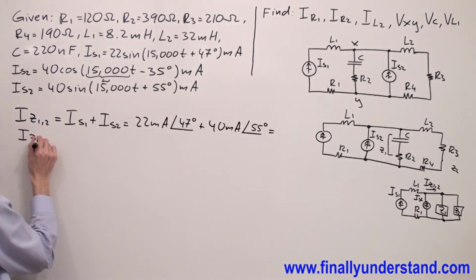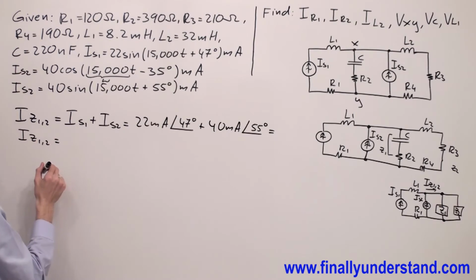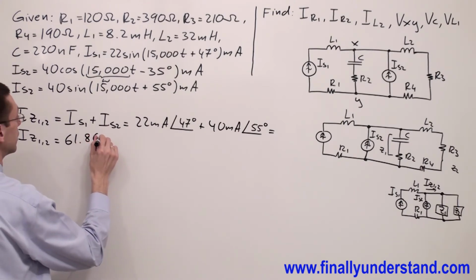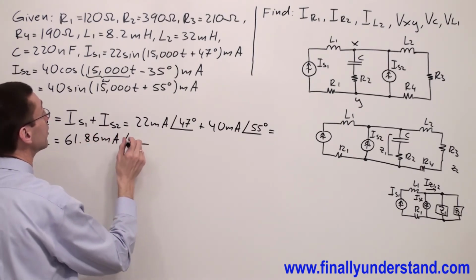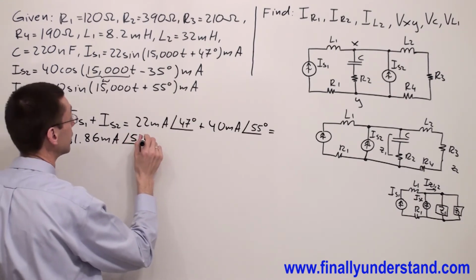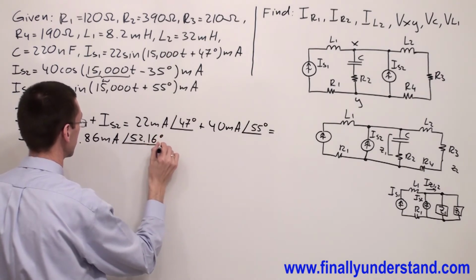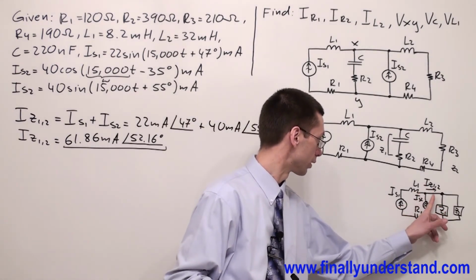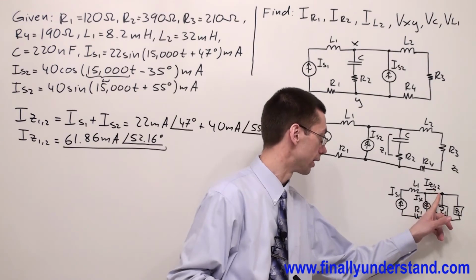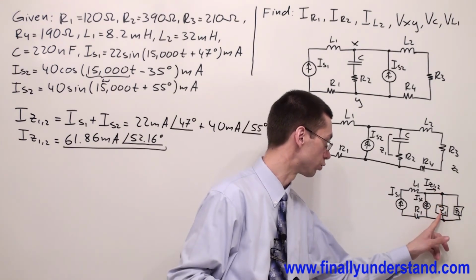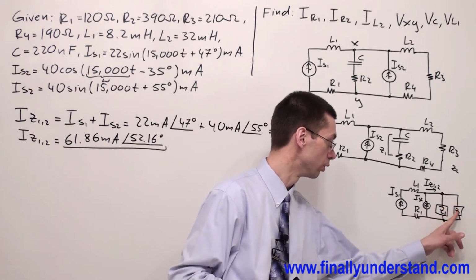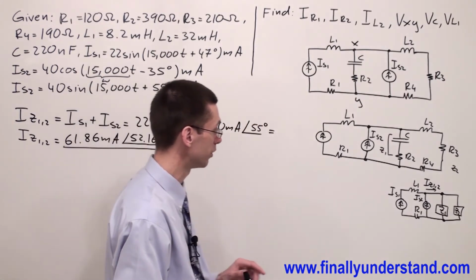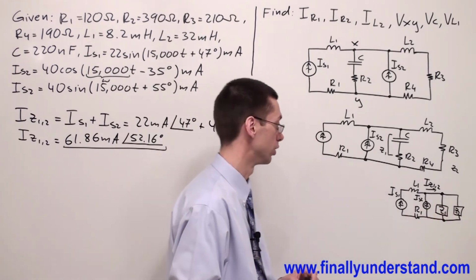So IZ12 is equal 61.86 milliamps, an angle of 52.16 degrees. So this is the current which will go to this point, okay? And at this point it is going to split into the current which will go through impedance Z1 and the current which will go through the impedance Z2. So what we are going to do right now, we are going to simply find the currents IZ1 and IZ2.